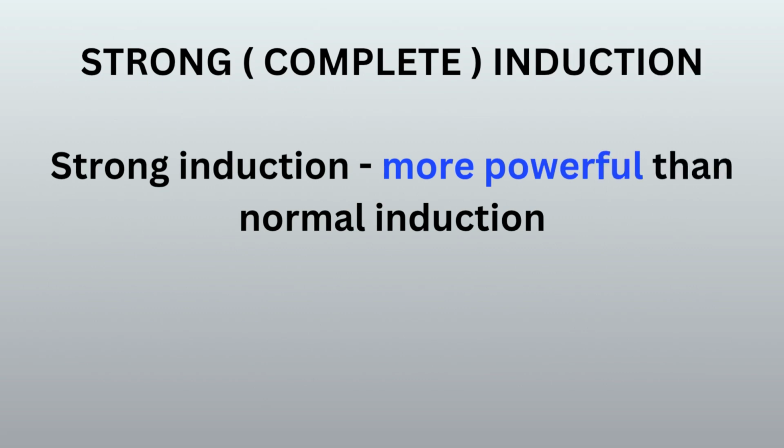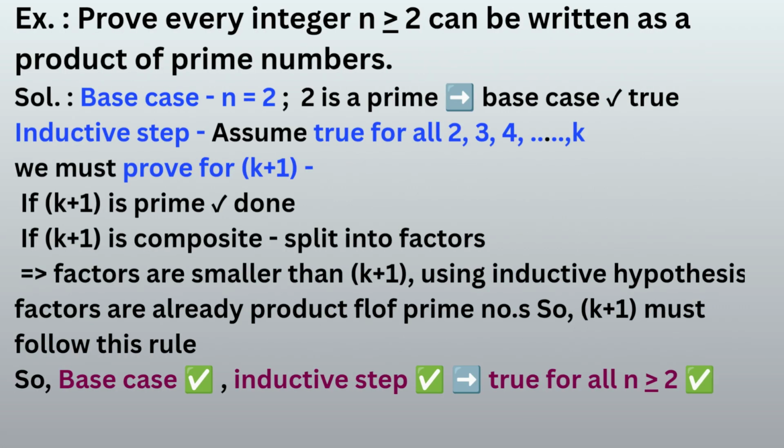Next, in strong induction, instead of assuming only one previous case, we assume all previous cases are true. Strong induction example. This is a famous result known as the fundamental theorem of arithmetic, proved using strong induction. Since 2 itself is prime, the base case is true.